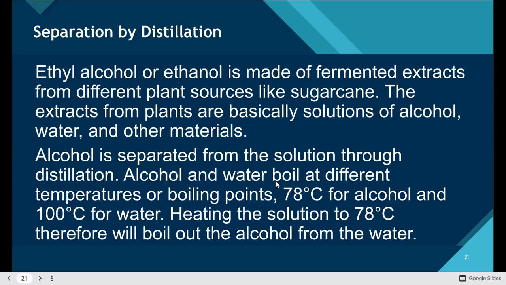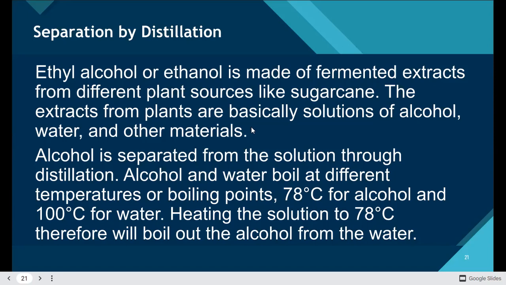The boiling point is 78 degrees Celsius for alcohol, and water is 100 degrees Celsius. So if we boil the solution of water and alcohol up to 78 degrees, you are extracting alcohol. But if you reach 100 degrees Celsius, you are now extracting water. So how can you extract alcohol? We need to heat the solution to 78 degrees Celsius. Therefore, we boil out the alcohol from the water.